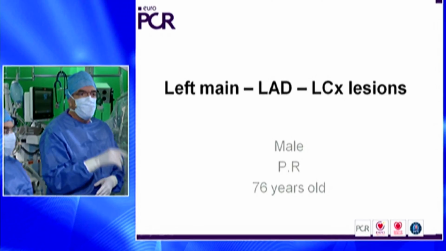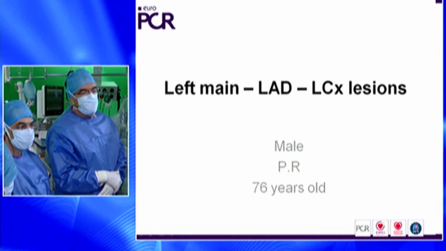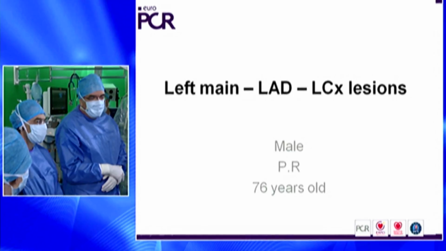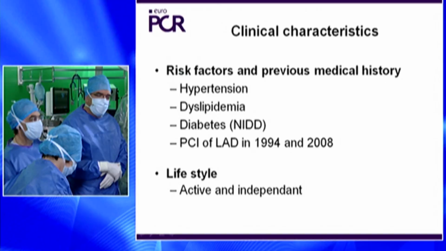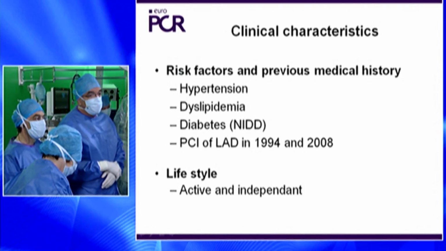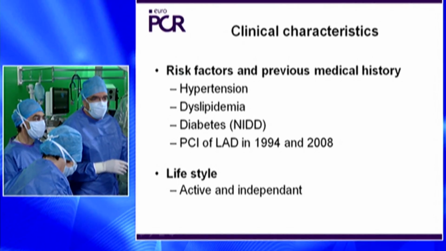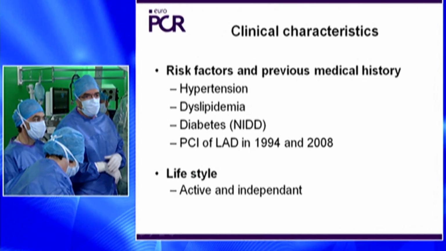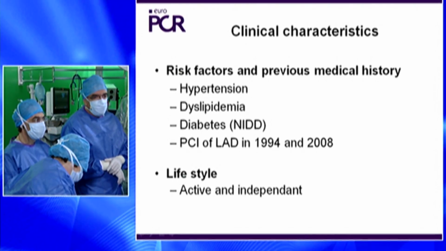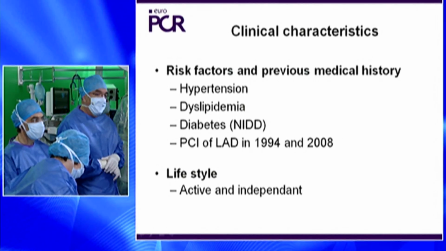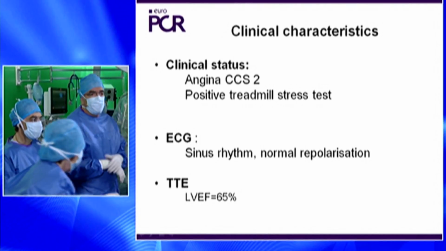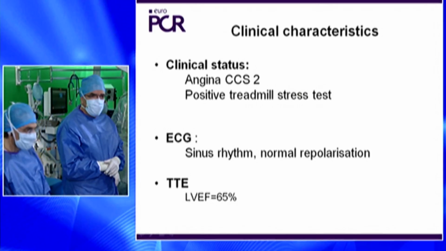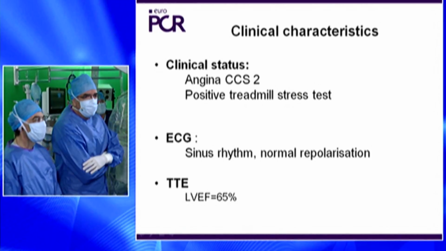That is a 76-year-old male, and the goal will be to focus on the left main LAD LCX calcified lesion. You could see on the slide the different risk factors, particularly non-insulin dependent diabetes. He has previous PCI in 94 and 2008, and in 2008 there was a placement of a stent. He's quite active.